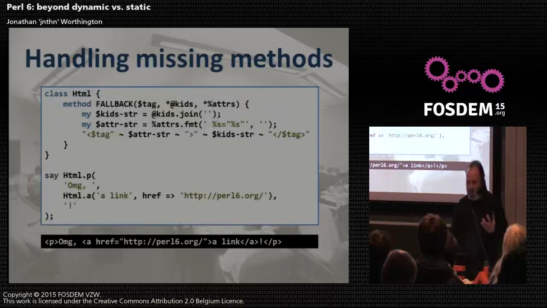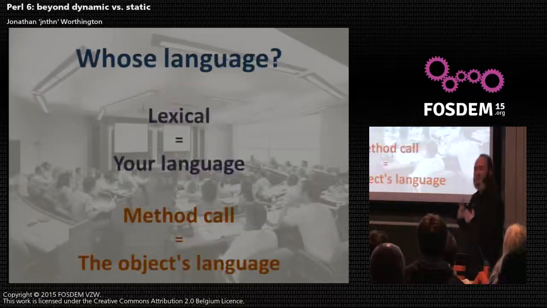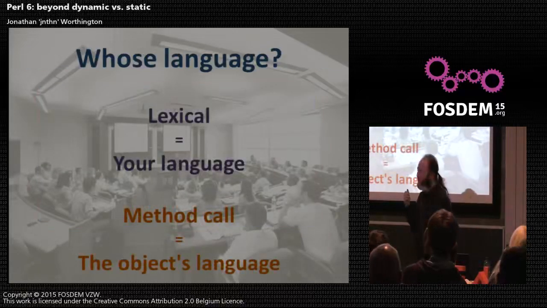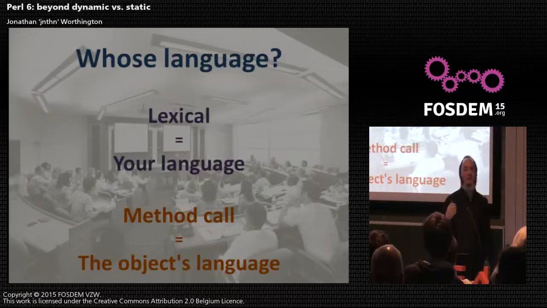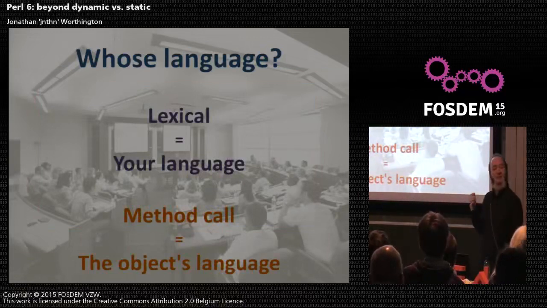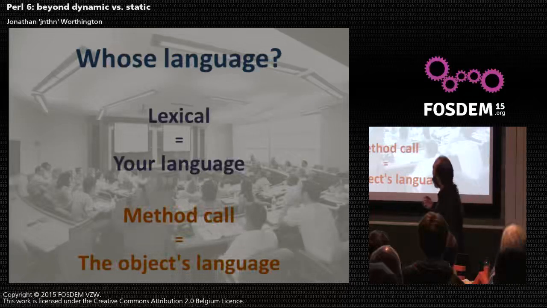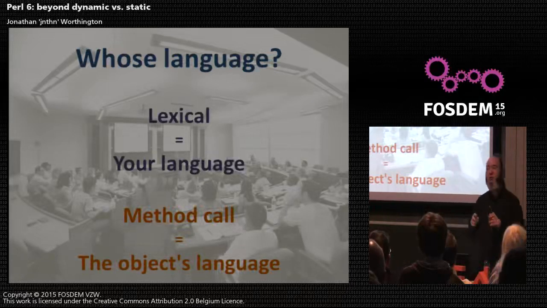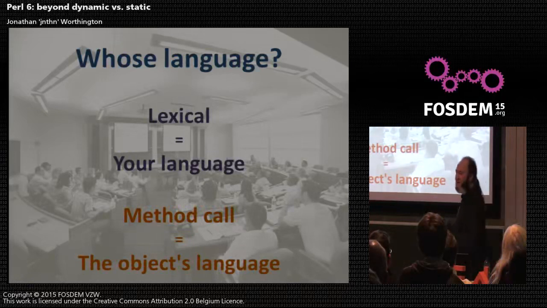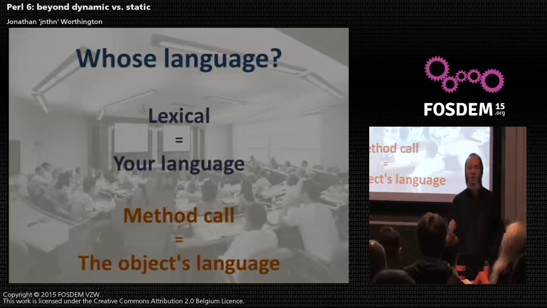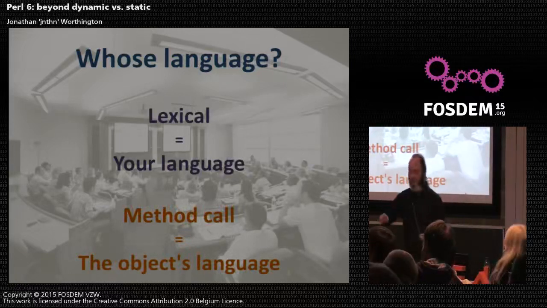So we make method calling a very dynamic thing, and one of the ways we thought about that in Perl 6 is linguistically. We tend to consider a lexical scope as being your language. It's the language you as a programmer are writing in, and when you declare things in there, you're adding words into your language that you can use and speak with.